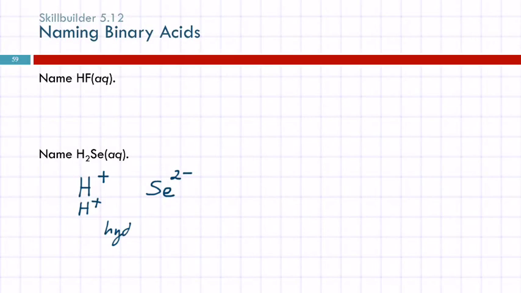Binary acids all start with the prefix hydro, and then we take selenium and change the ending to ic, and then we add the word acid. Hydroselenic acid. Questions? I see some frowns.